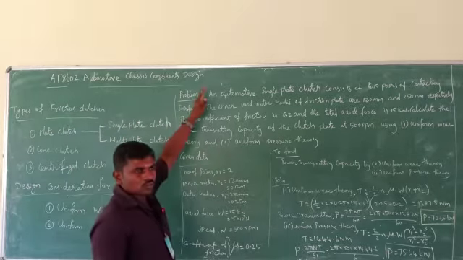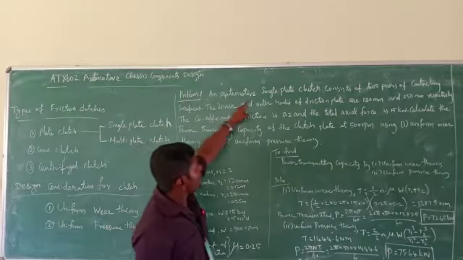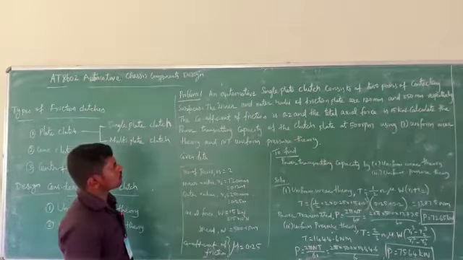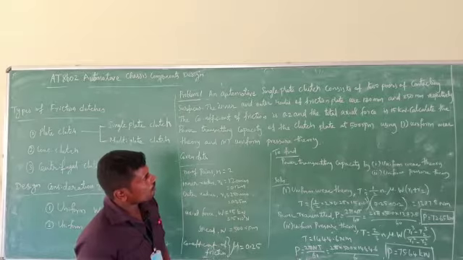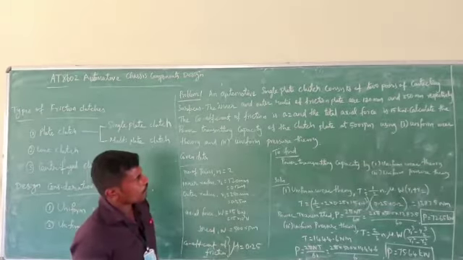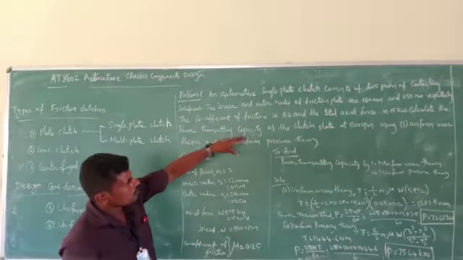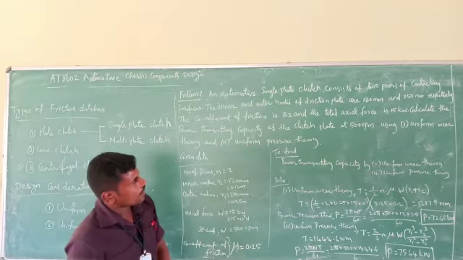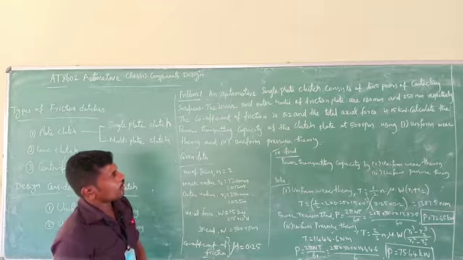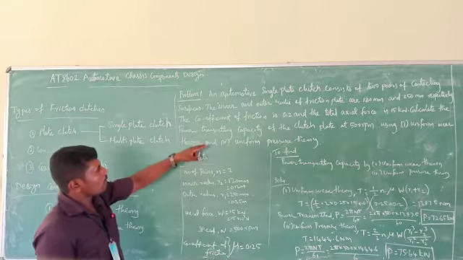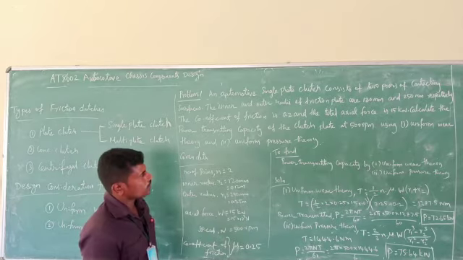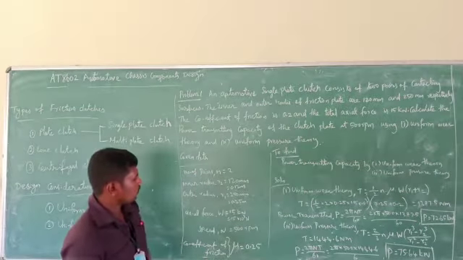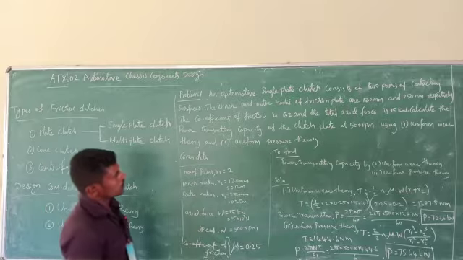Now I am going to solve the problem. Read the problem. An automotive single plate clutch consists of two pairs of contacting surfaces. The inner and outer radii of the friction plate are 120 mm and 250 mm respectively. The coefficient of friction is 0.2 and the total axial force is 15 kilonewton. Calculate the power transmitting capacity of the clutch plate at 500 rpm using uniform wear theory and uniform pressure theory.